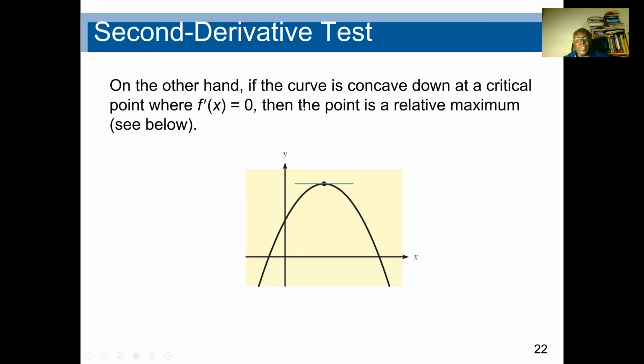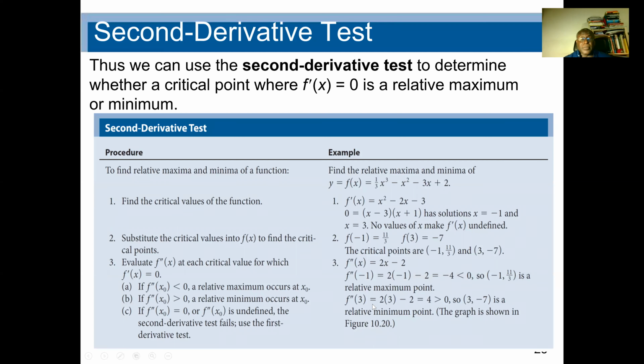But on the other hand, if the curve is concave down, as we can see here, at critical points, then the point is a relative maximum. So this is a relative maximum because it's concave down. So for the second derivative test, we are going to use it to determine whether a critical point where f prime of x, the first derivative, equals 0 is a relative maximum or minimum.